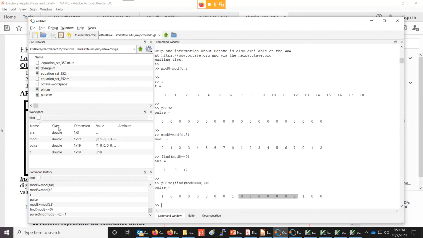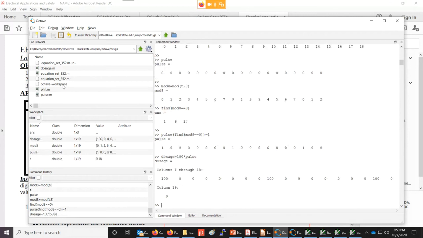And so what I've done is I'm basically saying if my time step was 1 hour, and I wanted to generate a pulse every 8 hours to take this drug, then this would be my pulse. So then my dosage is going to be 100 milligrams or whatever times my pulse. And so I'm getting my dosage of 100 milligrams every 8 hours.